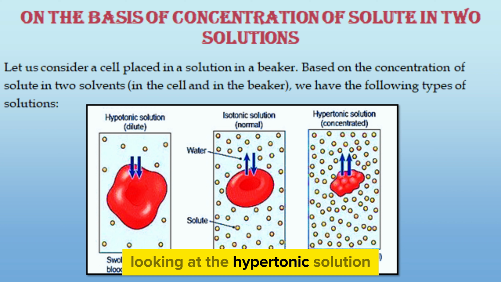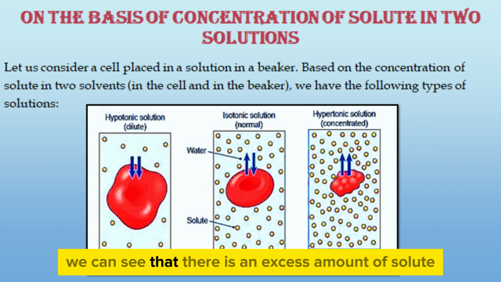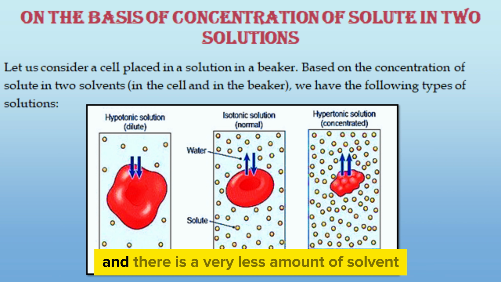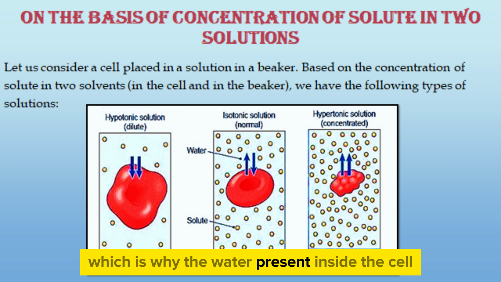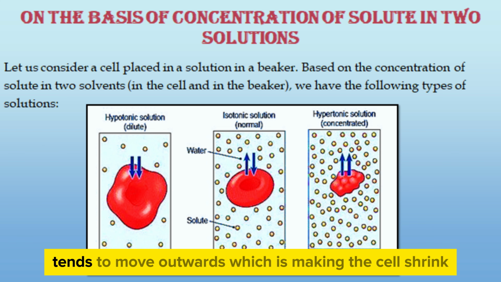Looking at the hypertonic solution, on the other hand, we can see that there is an excess amount of solute and a very small amount of solvent, which is why the water present inside the cell tends to move outwards, making the cell shrink.